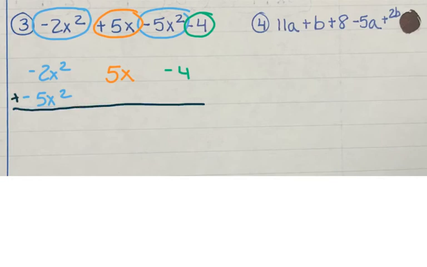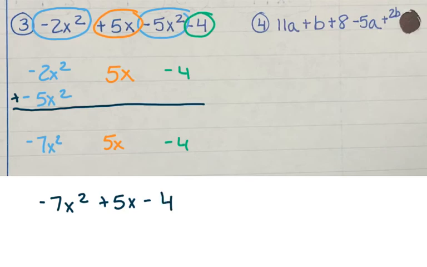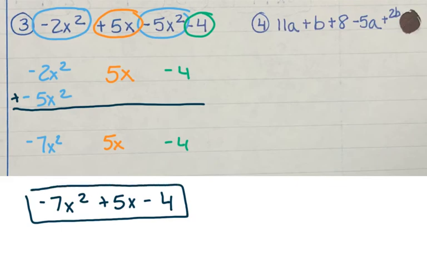And I want to add up my rows here. So negative 2 plus negative 5 gives me a negative 7. And then we keep that x squared. Okay, 5x plus 0 would just be 5x. And negative 4 plus 0 would just be negative 4. So this problem would simplify to negative 7x squared plus 5x minus 4. Okay, and we know we're finished because we have no more like terms to put together.